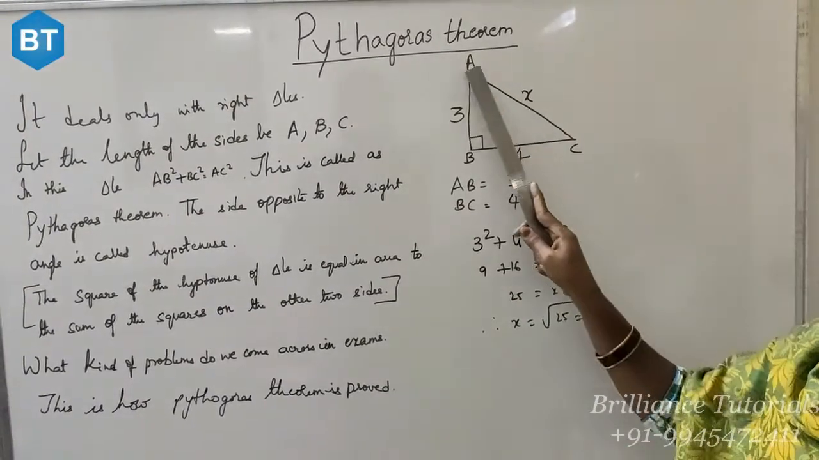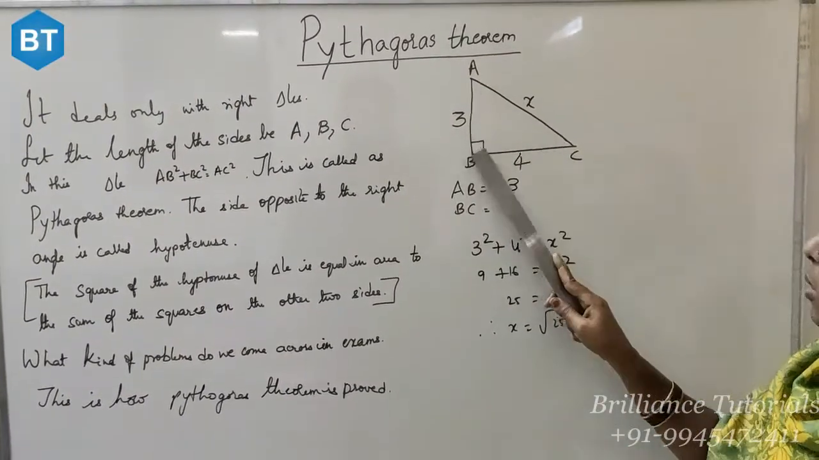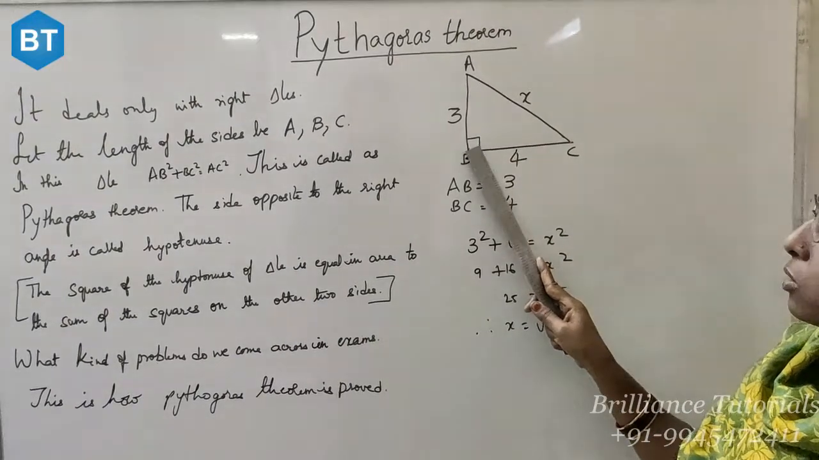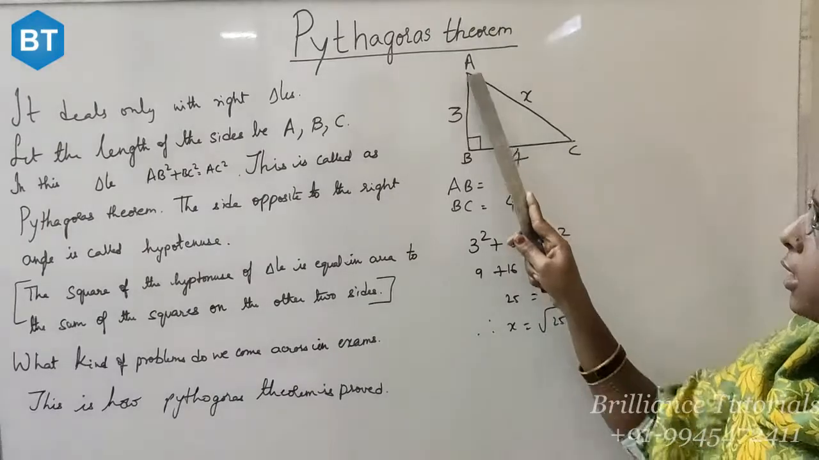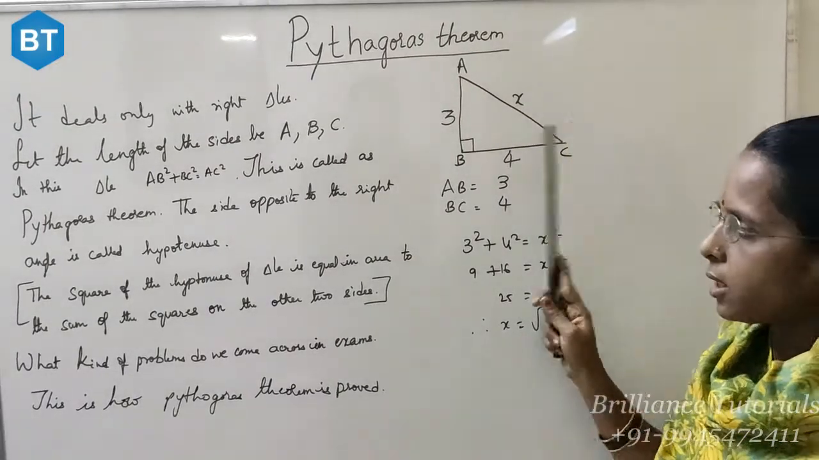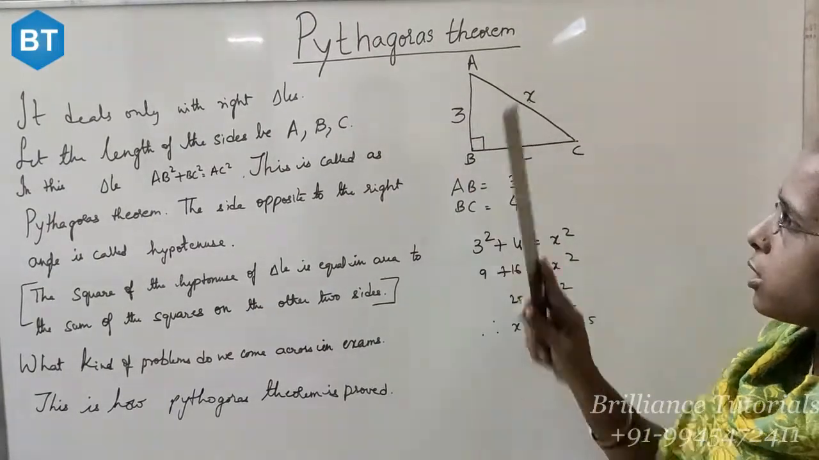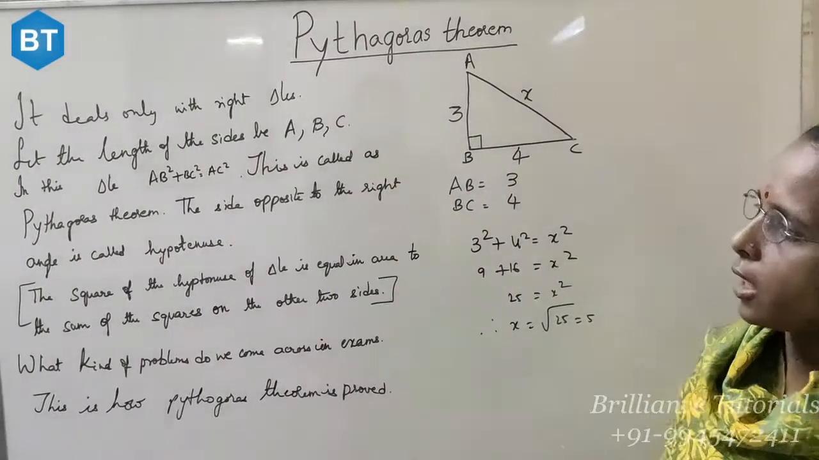So can you notice here I have written the triangle ABC. Which is the right triangle here? B. So what is the side opposite to the right angle? AC. AC is called the hypotenuse. So here we can say that the Pythagoras theorem deals only with right triangles.